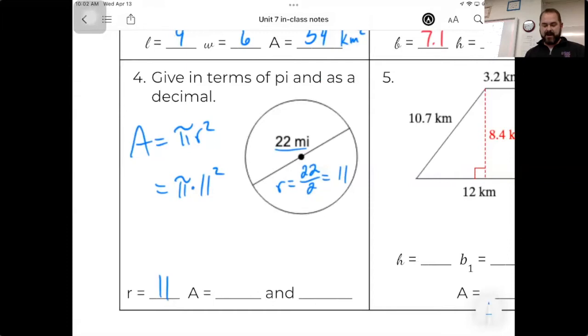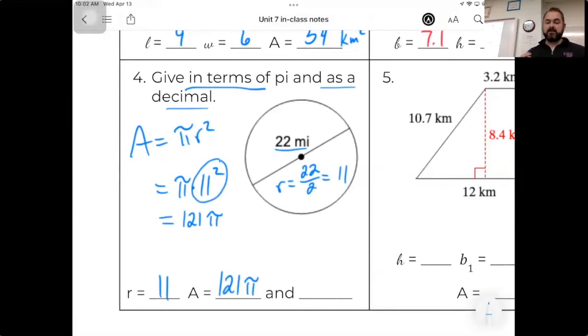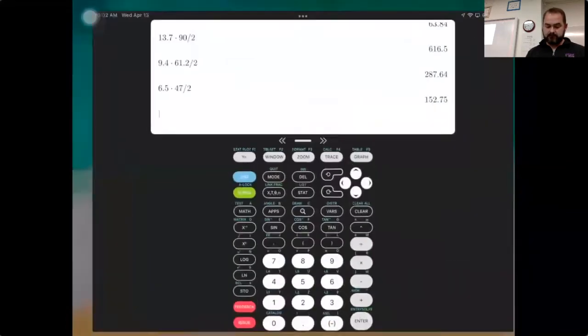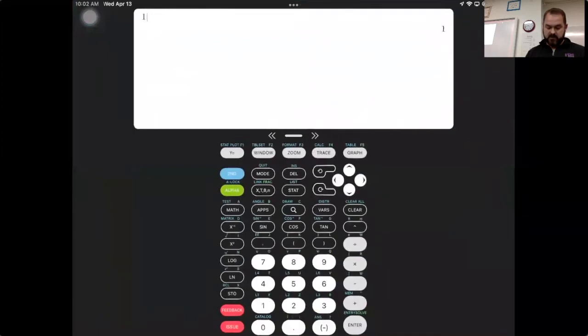Now, this problem asks you to give your answer 2 ways. One in terms of pi and rounded as a decimal. In terms of pi, all that means is I'm going to do the 11 squared, which is 121, times pi. And I'm just going to write it as 121 pi. You put the pi afterwards. Okay, and if I actually multiply by pi there and do 121 times pi, I get 380.1.